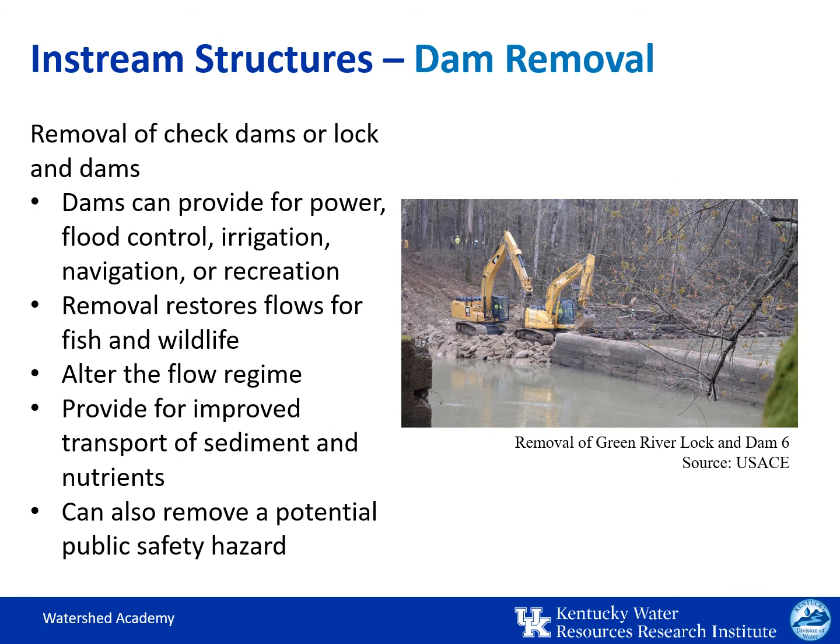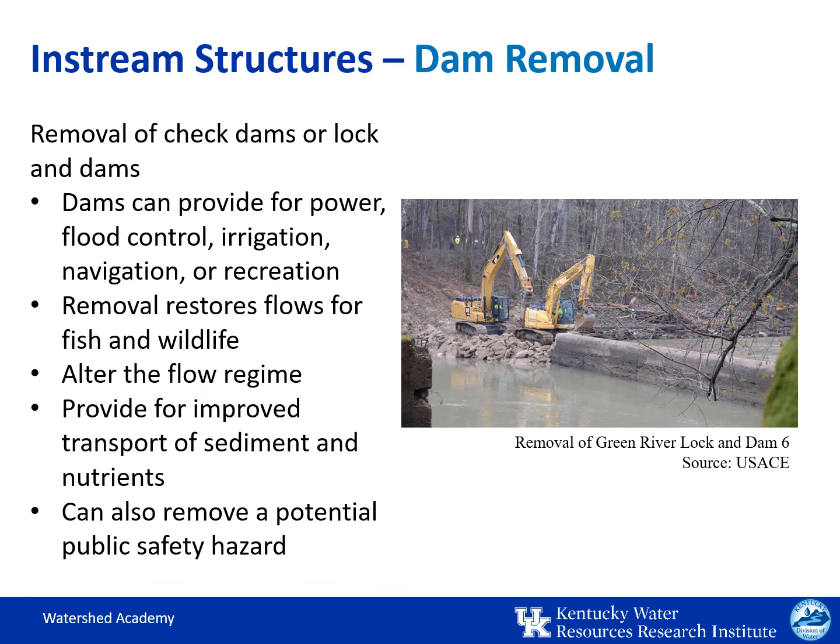Another stream restoration technique that is commonly utilized is the removal of check dams or lock and dam structures. Dams were once frequently installed to provide power, flood control, irrigation, and recreation. However, these dam structures altered the hydrology of the stream, creating an often slow-moving impoundment. These dams cause sediments to slow down and accumulate, burying stream bottom habitat. They can also affect riffle habitats in the surrounding areas.